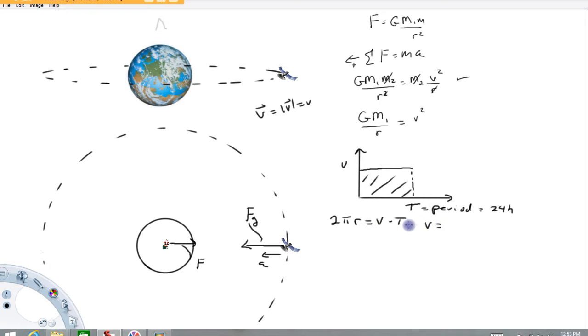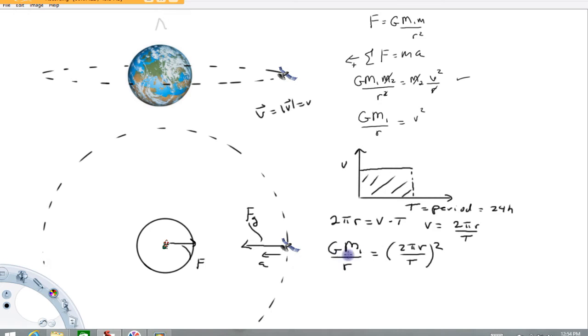Solving this equation for v, we're going to get 2 pi r over the period T. Oops, I said over, and I multiplied over the period T. And I'm going to take this now, and I'm just going to sub it into here. So the new line is going to read G times mass 1, that's mass of the Earth, over r, equals v, which is 2 pi r over the period, squared. And what we want to do is solve this for r.